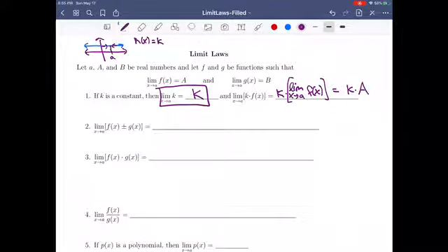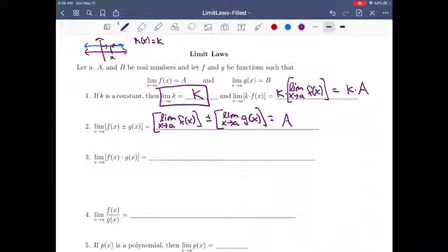We also have a sum and difference rule. So if you want the limit as x goes to a of a sum or difference of functions, so you're adding or subtracting two functions, you can actually do the limit separately and then add or subtract after. So this is the limit as x goes to a of f of x, plus or minus the limit as x goes to a of g of x. So here that would just be capital A plus or minus capital B. So you can compute each part separately and then add or subtract the result.